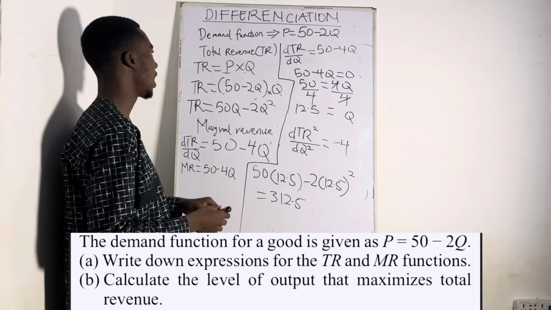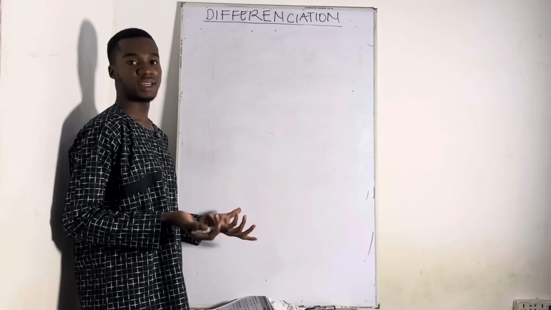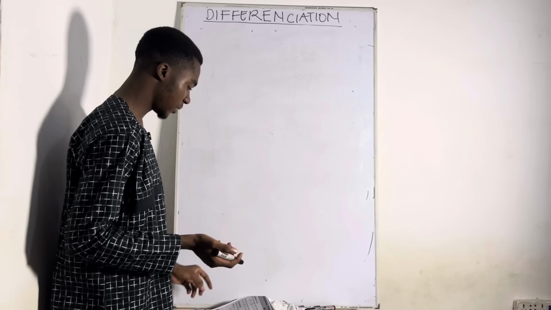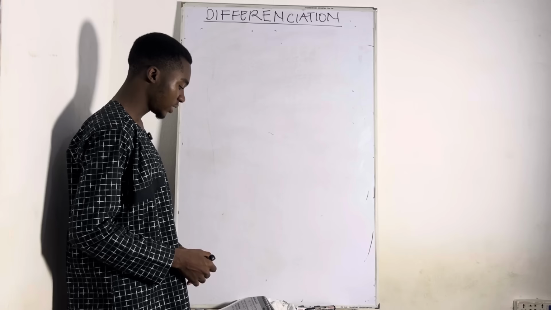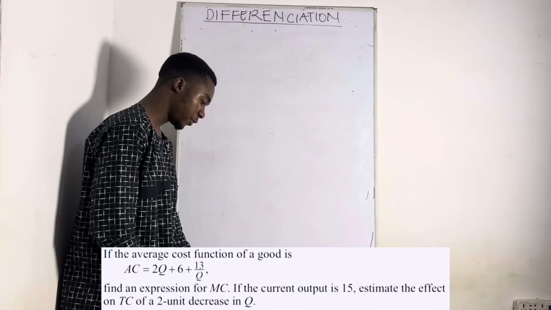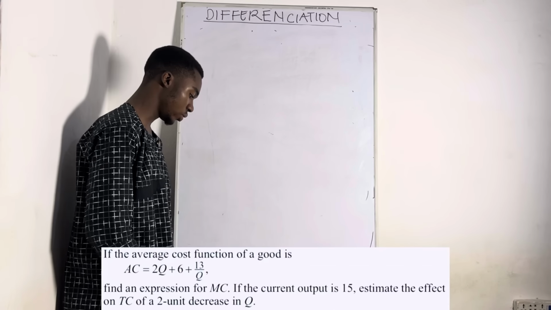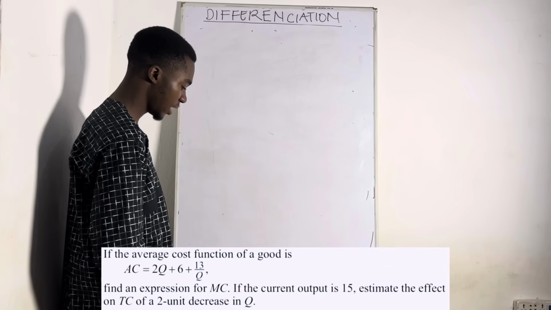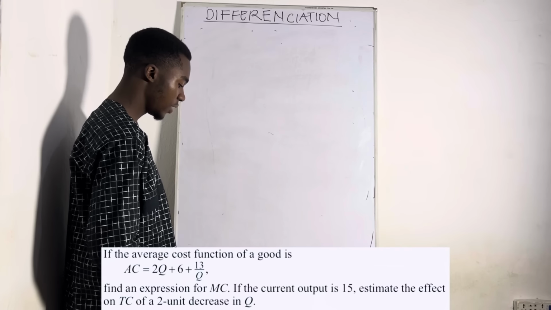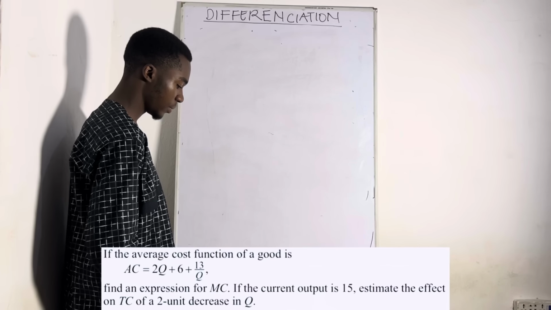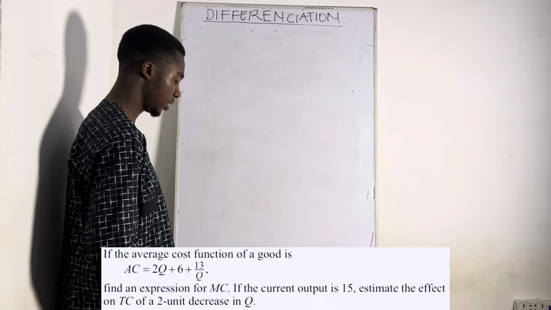Now let's take another question to see how we'll tackle it. Alright, so let's take another question. The first one, we looked at marginal revenue. Now this one, I'm going to look at marginal cost. So the question says that if the average cost function of a good is AC equals 2q plus 6 plus 13 over q, find an expression for MC if the current output is 15. Estimate the effect on TC of a 2-unit decrease in q.